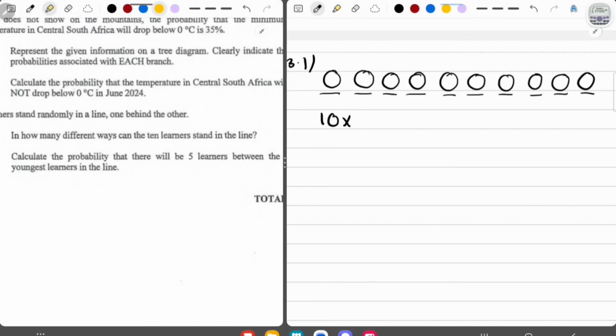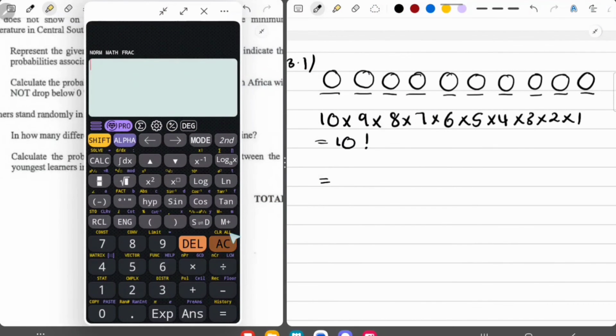9 more positions, right? The third learner will have 8 more positions. Fourth, 7, fifth, 6th, 5 more positions, 4 more positions, 3 more, 2 more, and 1 more. And all of this on the calculator is called 10 factorial. So 10 factorial, you can just go ahead and find out what that is on the calculator. 10 factorial, you just press shift and then that button with the x to the power of -1.